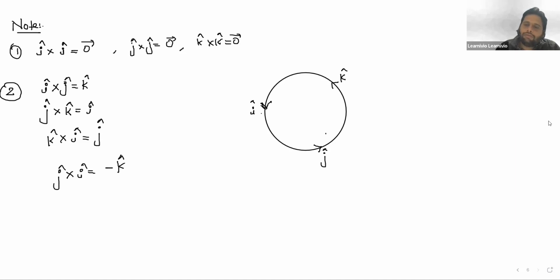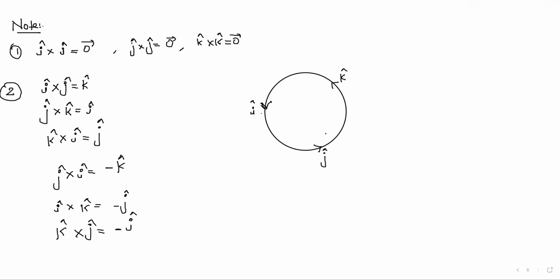Yes, negative, that's correct. If you're finding I cap cross k cap, you will get minus j cap. If you're finding k cap cross j cap, you will get minus I cap. If you go in anti-clockwise direction, you will get this answer. But if you're going in clockwise direction, then this will become negative. Please note down this. Again, raise your hand. One more formula, then we can start the questions.